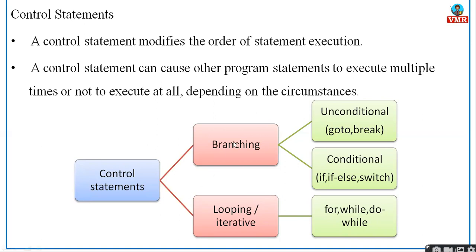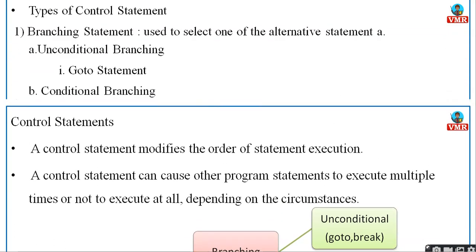A control statement can cause other program statements to execute multiple times or not to execute at all, depending upon the circumstances. When you're trying to execute some set of statements repeatedly, some 10 times or 20 times, then you will move to your looping or iterative statements. We'll see them one by one. First, what is conditional or unconditional, and then your looping or iterative statements.